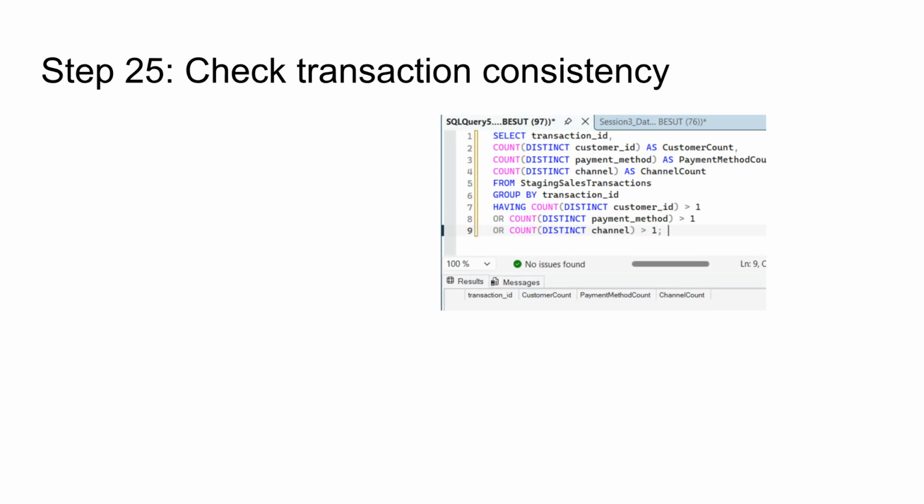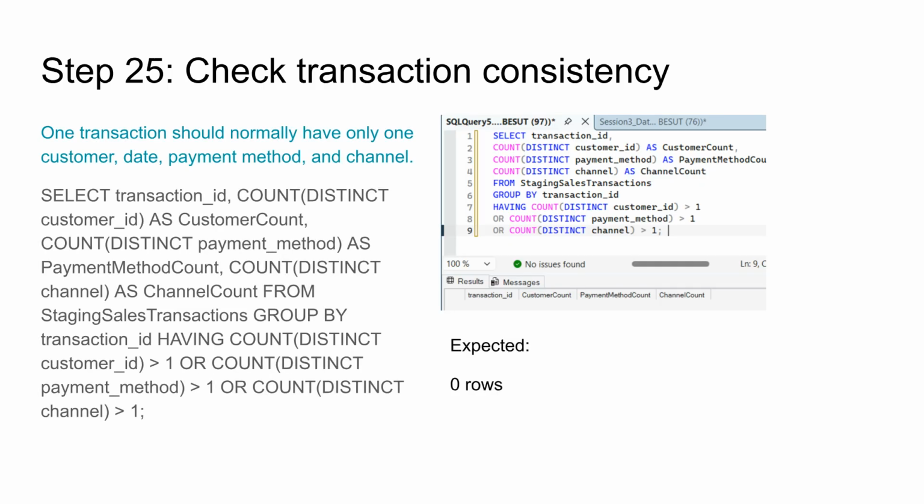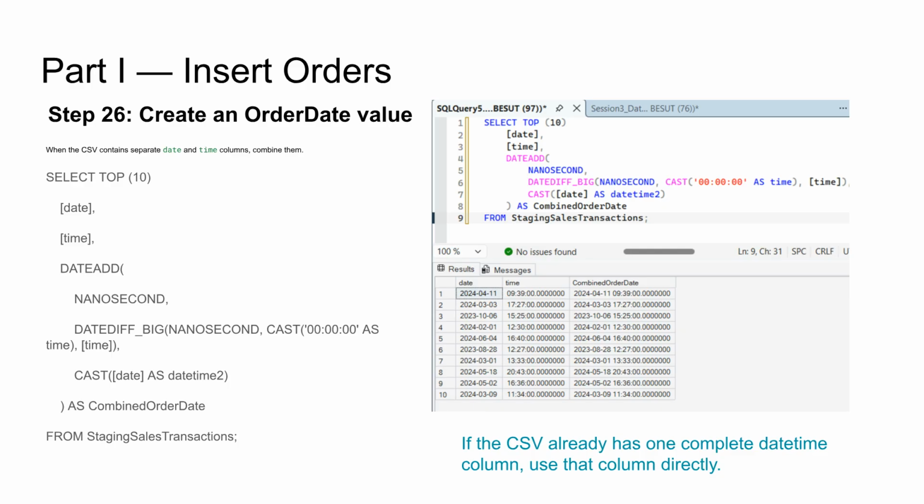Step 25 focuses on transaction consistency. We verify that each transaction ID is associated with only one customer, date, payment method, and channel. We expect 0 rows returned. For step 26, we create an order date value. If your CSV has separate date and time columns, use this approach to combine them into a single date-time value.